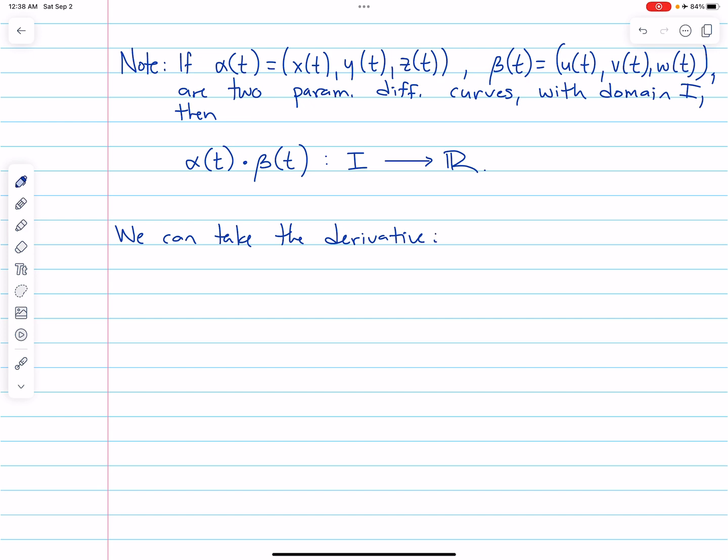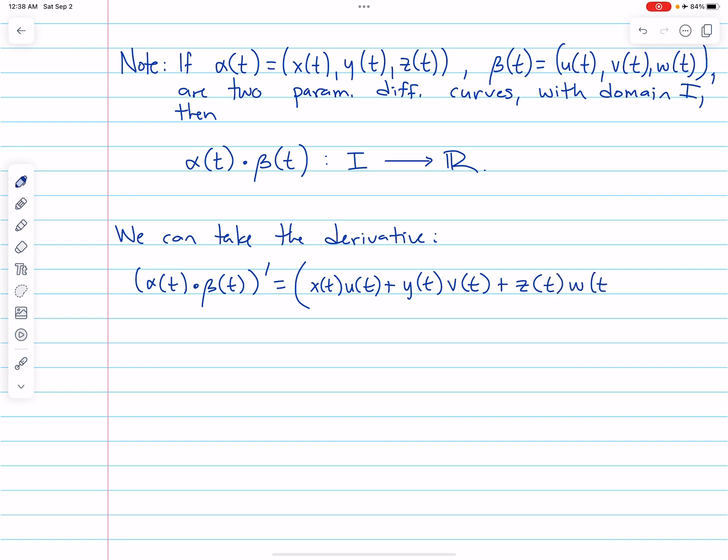Okay, and what does the derivative look like? Well, to take the derivative of that, we need to write down what this dot product is. So the dot product is just x(t)u(t) plus y(t)v(t) plus z(t)w(t). Okay, we're taking the derivative of that. And of course now we're just going to take the derivative of each of these individual terms.